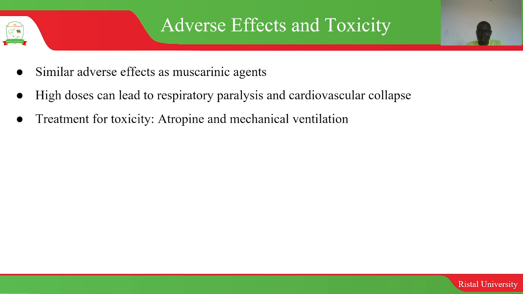We look at adverse effects and toxicity. Similar adverse effects are seen as with the muscarinic agents. High dosages can lead to respiratory paralysis and cardiovascular collapse. Treatment for toxicity is usually by giving atropine, or we can use mechanical ventilation.